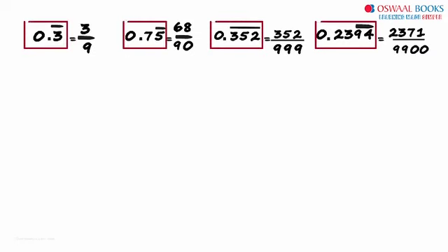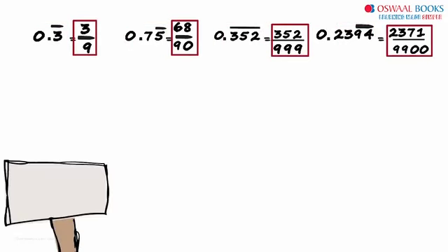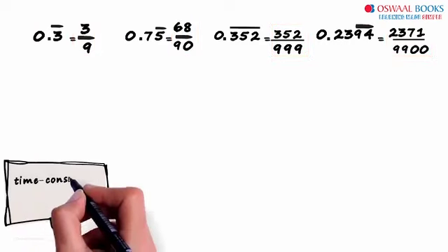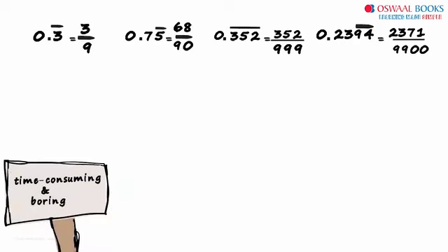What we did was convert the decimals to the rational number form p by q. But the procedure we used was very long and arduous, which made it time-consuming and boring. Let's look at a shortcut, a quicker way to solve it.